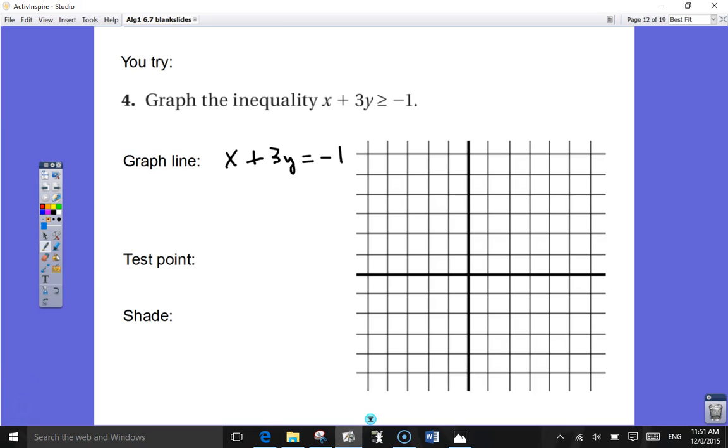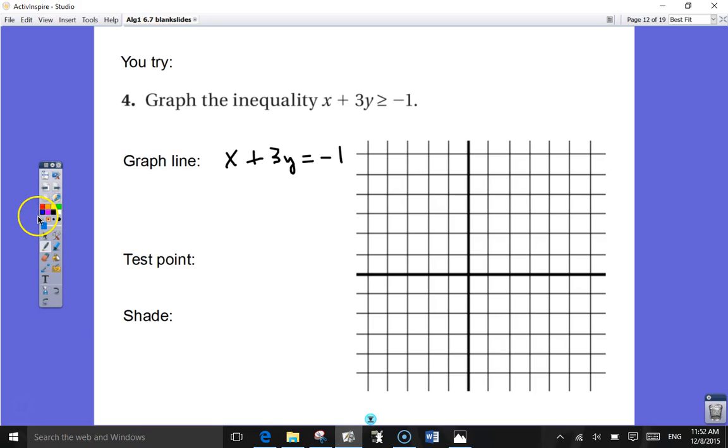So how did you graph the line? Did you solve it for y? Or did you use standard form and just find the intercepts? I mean, what is the x-intercept? -1, right? So actually finding the intercepts is pretty easy here, right? The x-intercept is -1. The y-intercept is -1/3, right? You'd have to divide by 3. And those are fine. Let's use that.